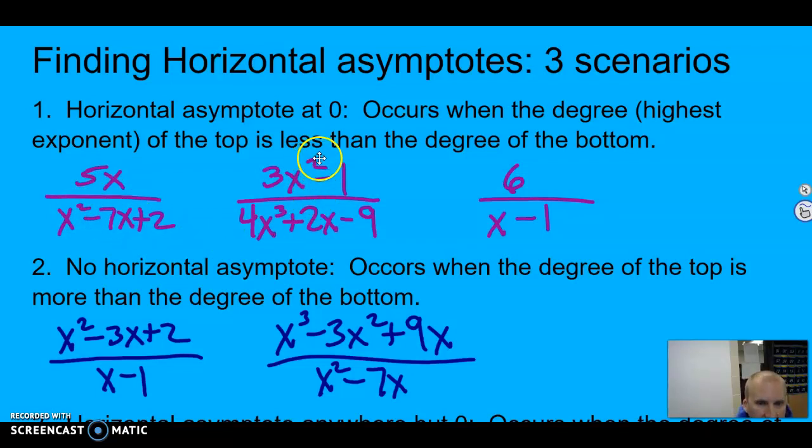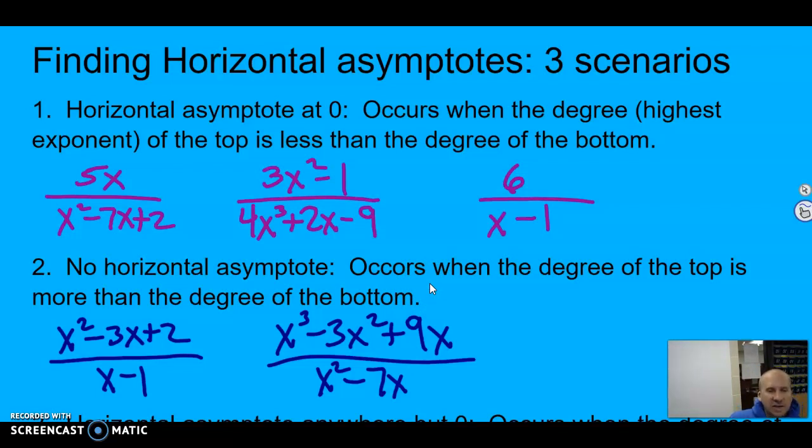Here, the degree of the top is 2, the degree of the bottom is 3, 2 is less than 3, horizontal asymptote at 0. Over here you have no x's on top, you have one x on the bottom, that means there are more of them on the bottom, the top is less, and the horizontal asymptote is at 0. So, a really simple thing to calculate. Bottom bigger than top, horizontal asymptote at 0. Situation 2 is when the degree of the top is more than the degree of the bottom.